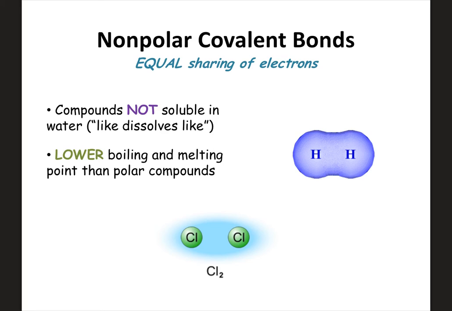So I love this picture down here with the Cl2, because this blue area is showing you the electron cloud. So when chlorine is in a bond, sharing with itself, you can see the electrons are equally shared between the two. That is a nonpolar bond.